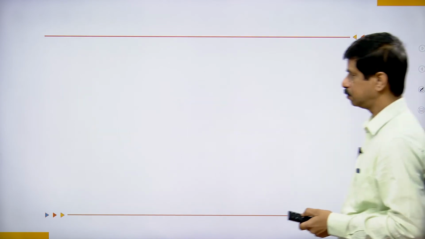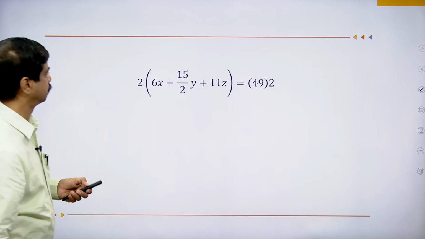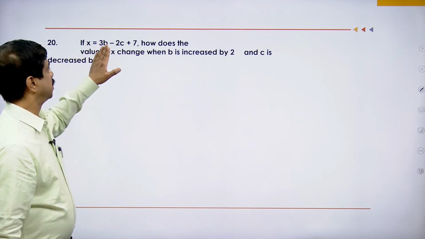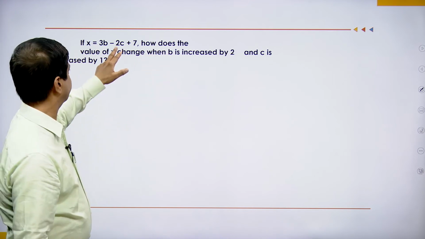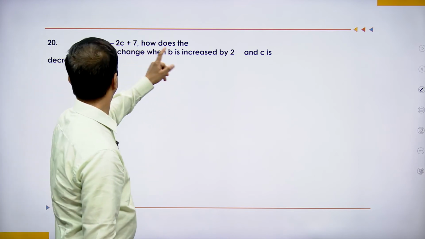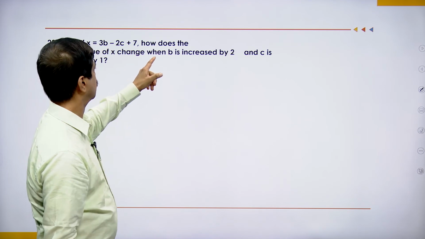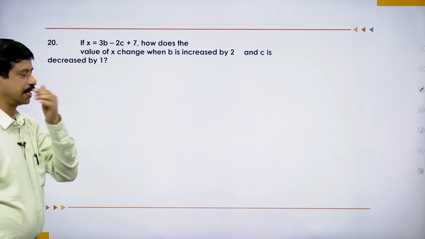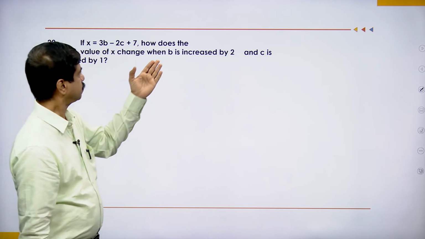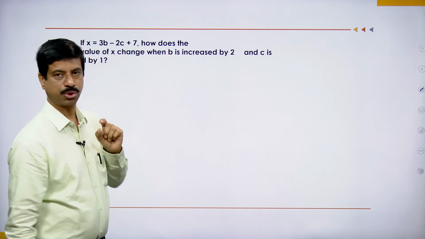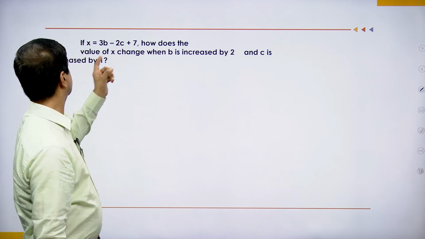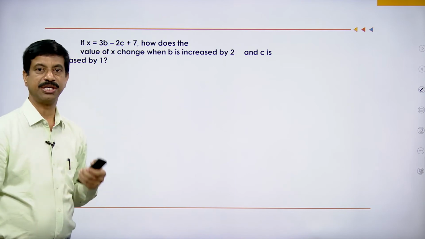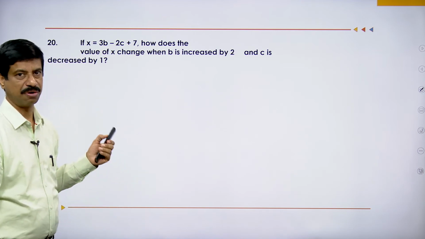Okay, let's go to the next question. This is all same what we did before. X equal to 3b minus 2c plus 7. How does the value of x change when b is increased by 2 and c is decreased by 1? Means b I'll change it to b plus 2 and c I'll change it to c minus 1. Then I should see what happens. Will it remain unchanged or changes? How it happens? That all we should see.